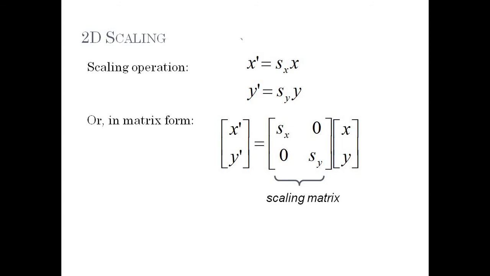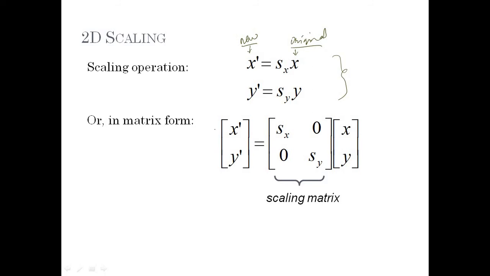The new parameter x dash should be equal to your scaling parameter s of x on the x-axis and your original x. This is your original, this is your new. Likewise, on the y-axis also, y dash should be equal to s of y times y. Alright. This formula can also be represented in matrix form. This is your matrix form.